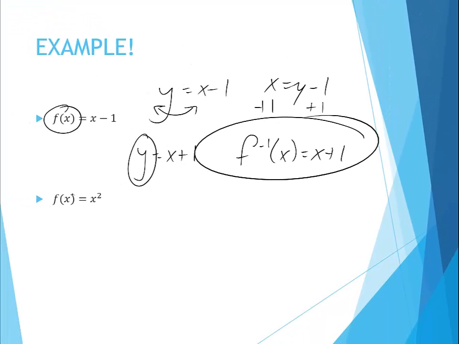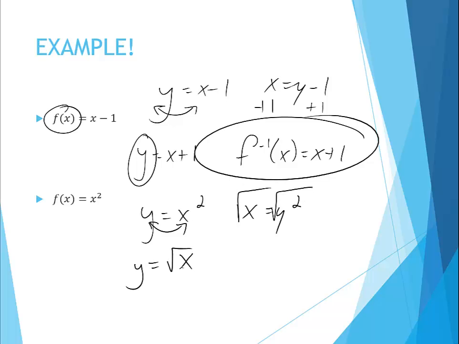So our second one, first step, replace f of x with y. y equals x squared. Switch x and y. x equals y squared. And then now we need to solve for y. Now our y is squared, and the opposite of squaring is square rooting. So to get rid of it, square root both sides. And you'll have y equals the square root of x. And now replace y with the inverse notation, which is f -1 of x equals the square root of x.